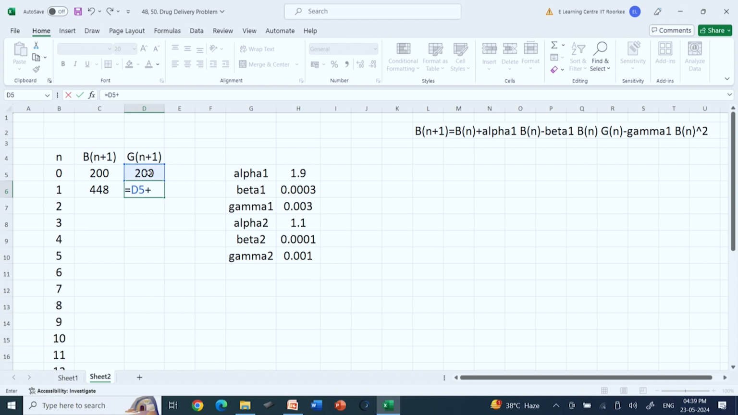To calculate this value, I put this equal to Gn plus alpha 2, which is a constant, multiplied by Bn into Gn, minus beta 2, again a constant, multiplied by Bn into Gn, and minus gamma 2, which is again a constant, multiplied by G square. So, these two values have been calculated.